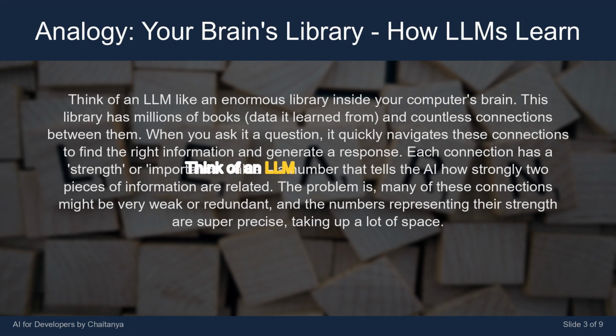Think of an LLM like an enormous library inside your computer's brain. This library has millions of books, data it learned from, and countless connections between them. When you ask it a question, it quickly navigates these connections to find the right information and generate a response. Each connection has a strength or importance value, a number that tells the AI how strongly two pieces of information are related. The problem is, many of these connections might be very weak or redundant, and the numbers representing their strength are super precise, taking up a lot of space.